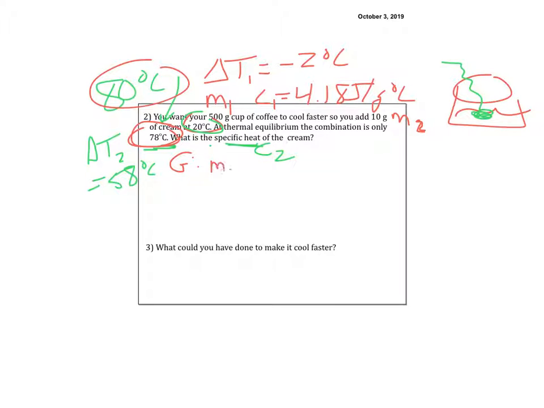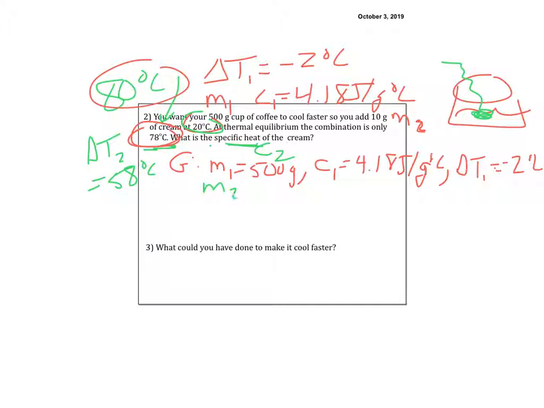So what am I given? We're going to have M1 equals 500 grams, C1 equals 4.18 joules per gram degrees Celsius, and delta T1 equals negative 2 degrees Celsius. And let's do green for the M2, so everything in 2. M2 is right here, so that's equal to 10 grams. C2, we don't know, because that's what we're trying to find. And delta T2 is equal to positive 58 degrees Celsius. Why is that one so much bigger? Think about it, because that goes with the next question.